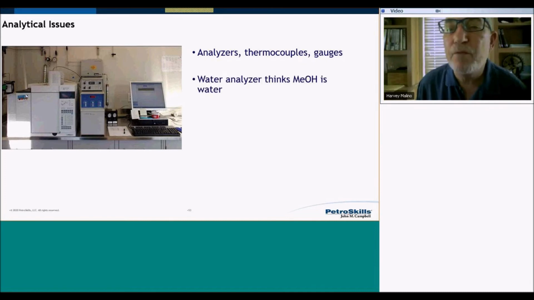And finally, on analyzers, make sure your water analyzer can differentiate between methanol and water. Some analyzers think methanol is water because of the polar nature of the methanol. And some facilities have reported that when methanol is injected upstream, they see an increase in water downstream of their dehydrators, and that's because their water analyzer is measuring the methanol and reports it as water.